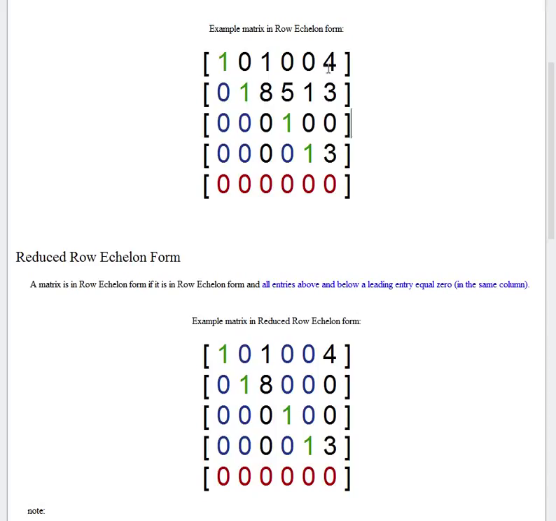Our first example was fairly close to reduced row echelon form. The only changes that we need to make to get it into reduced row echelon form are to affect these entries that exist above a leading entry of 1. So when all these turn into zeros, we've created a reduced row echelon form of the matrix.